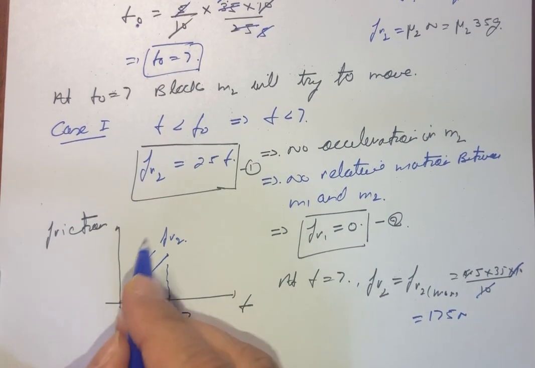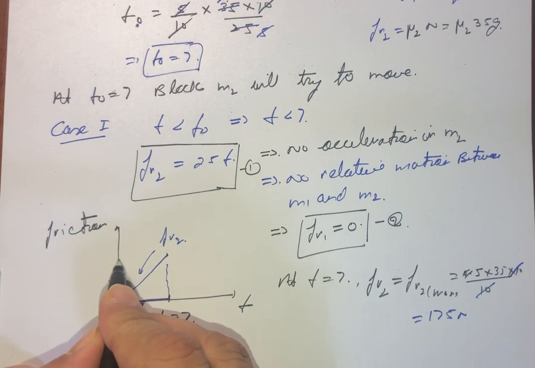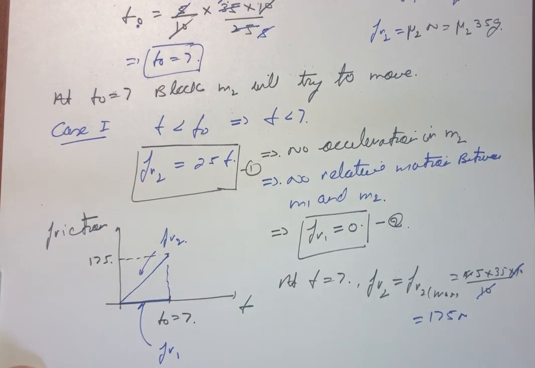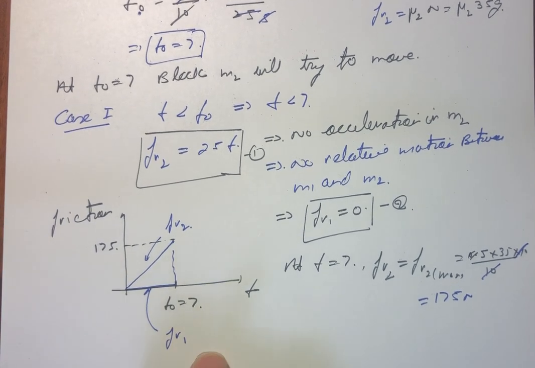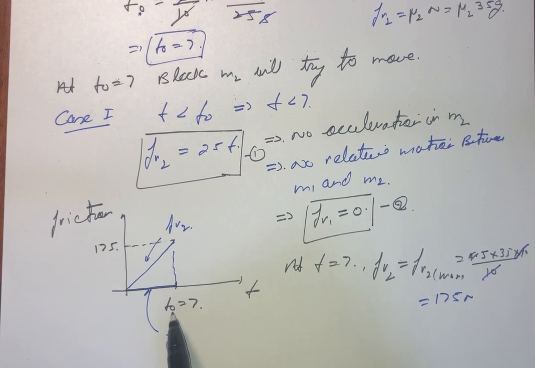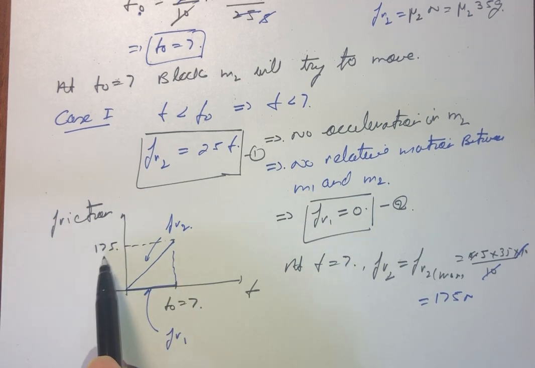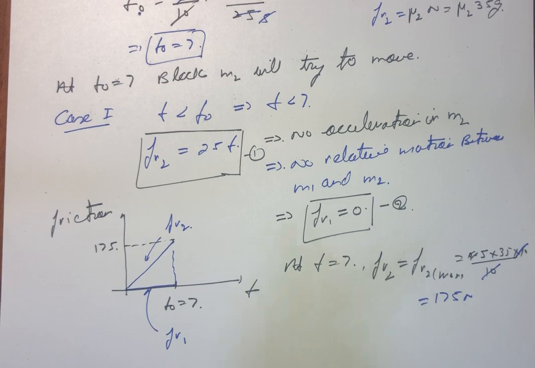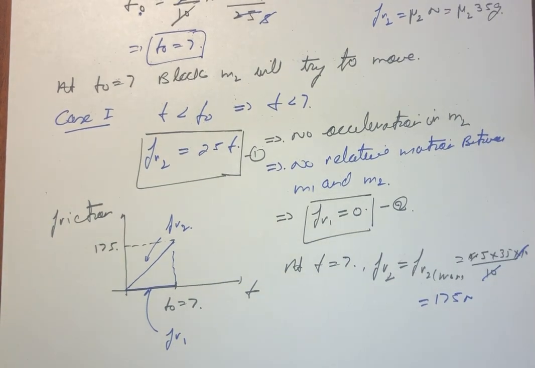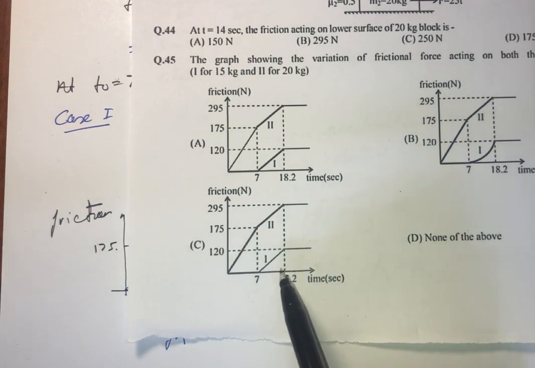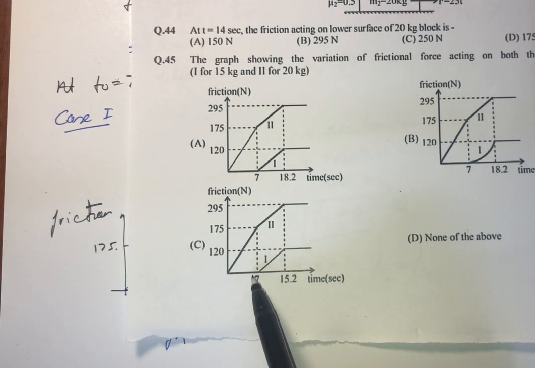So this value will be nothing but 175. Okay, so this is the partial. We already bifurcated that at T equal to 7, the value of FR1 will be 0 and FR2 will have a value of 175 newtons. So we already drew the partial graph.